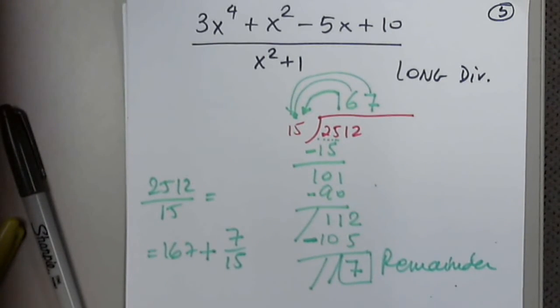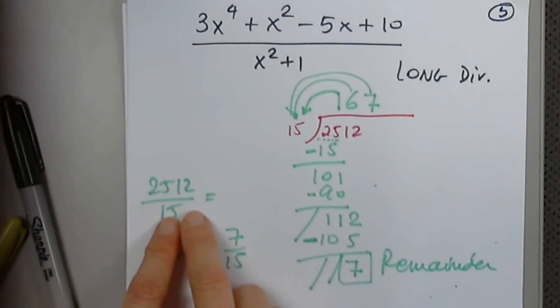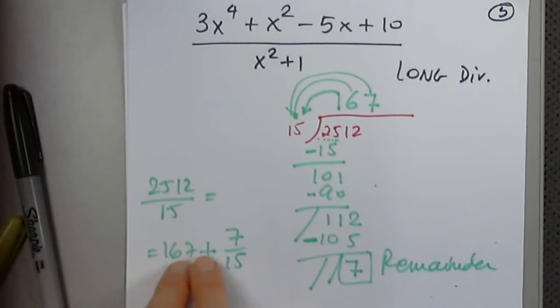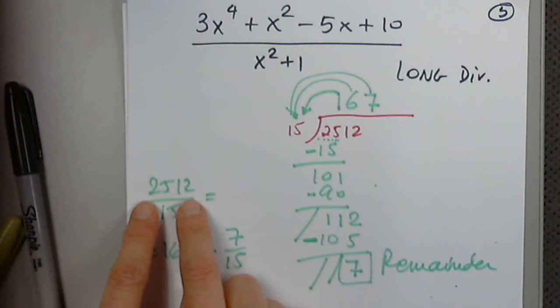My question is, how do I check my answer? Look at 167 plus 7 over 15. How will I check my answer here? What if I made a mistake? All I have to do is multiply 15 by 167 and add 7 to get what? Exactly. So this times this plus 7 should give us 2512.